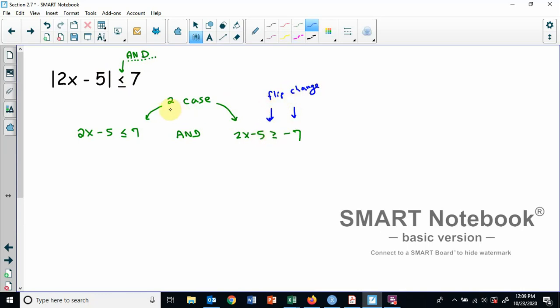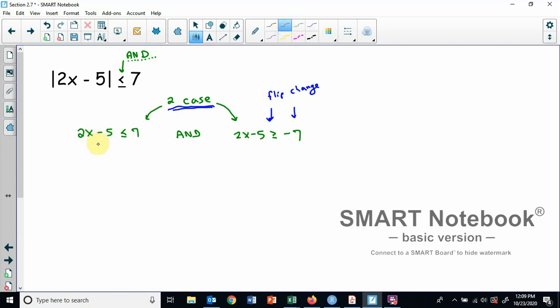So those are the two cases we will look at every single time. The first case is just exactly like it is, except for drop the absolute value. The second case is exactly like it is, except for flip the inequality, change the number to a negative or a positive, just the opposite of what it was. Okay? And then we picked the word out from the original. Less than means "and." So now I just have two inequalities to solve.